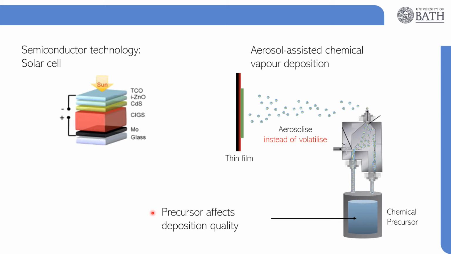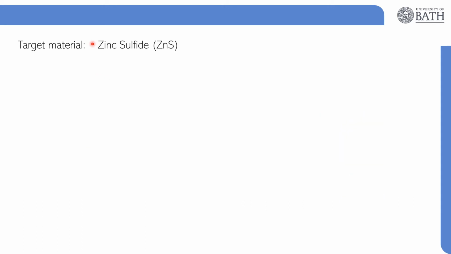My name is Ted Robson, and at the University of Bath I'm working on the design and synthesis of new chemical precursors for the fabrication of thin film semiconductors. I've targeted zinc sulfide as it's a promising semiconductor for solar cell applications, but it's also a nice model system to aim for.